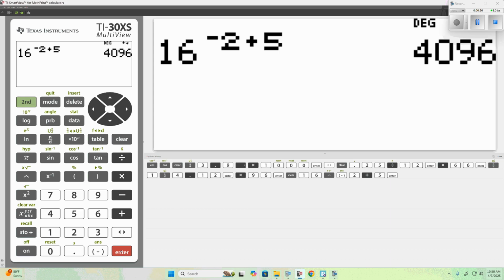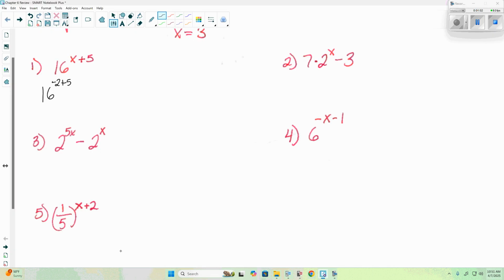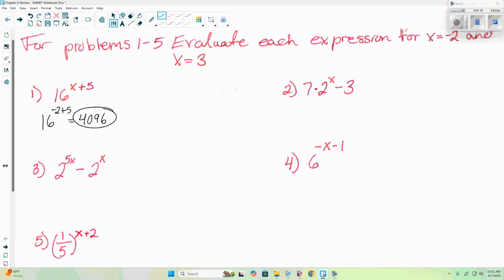4096. If we had simplified it, -2 plus 5 is 3. 16 to the third is still 4096. So that'd be our first part. That'd be half the answer. We evaluated it for when x is -2.